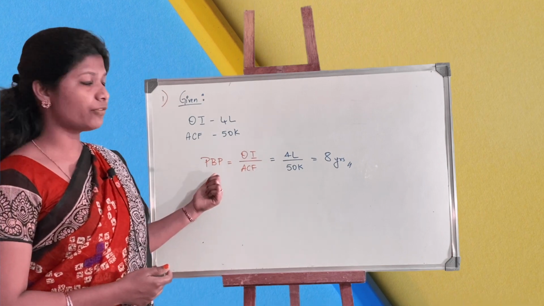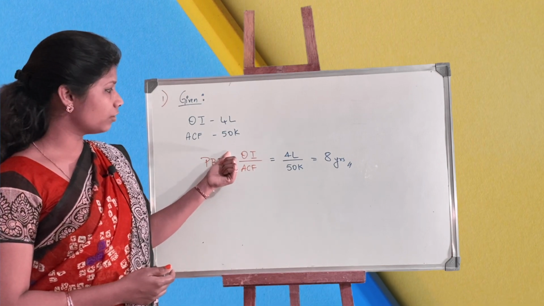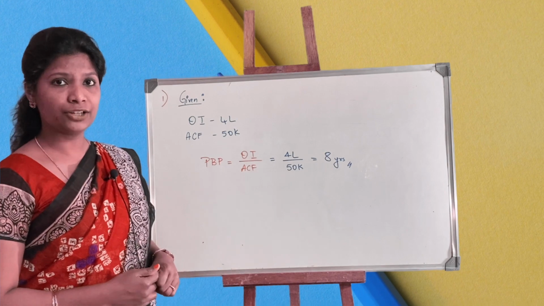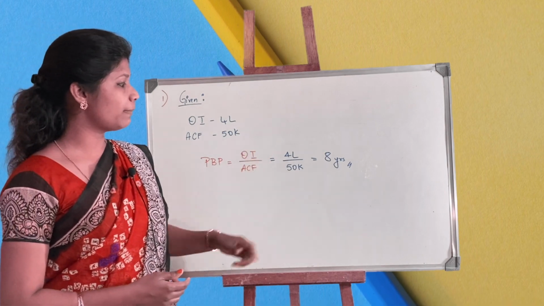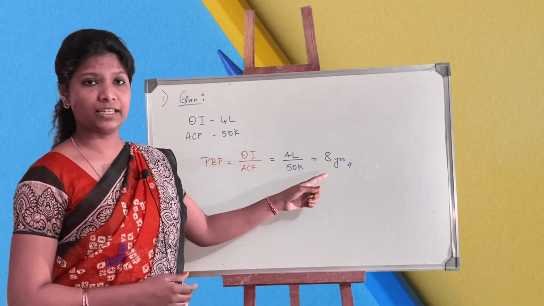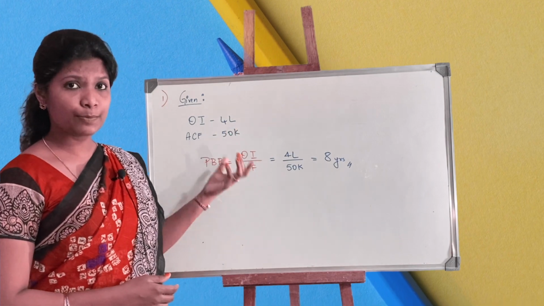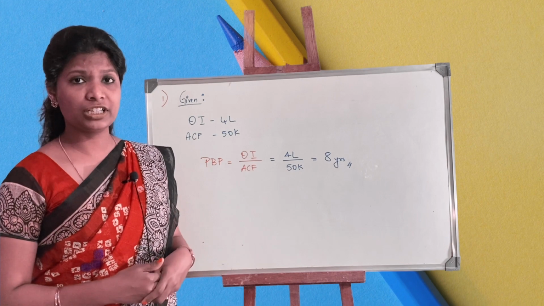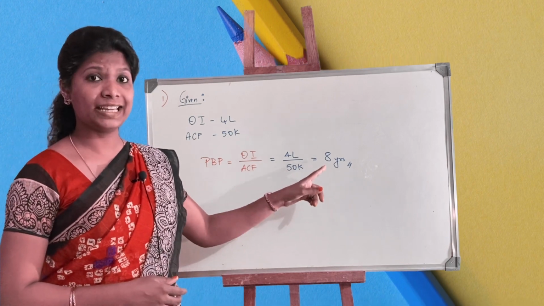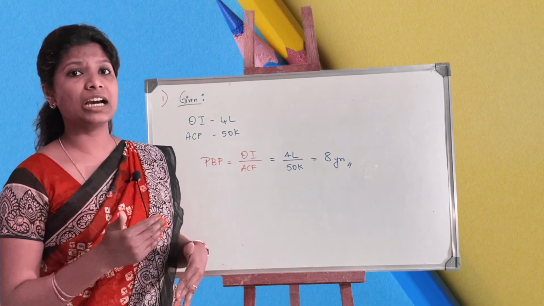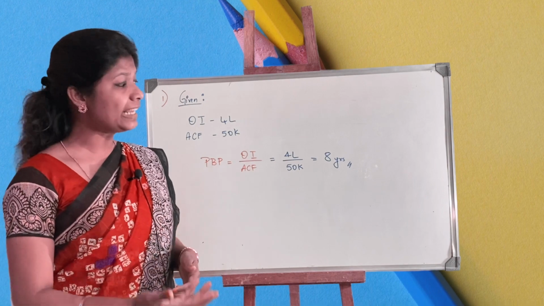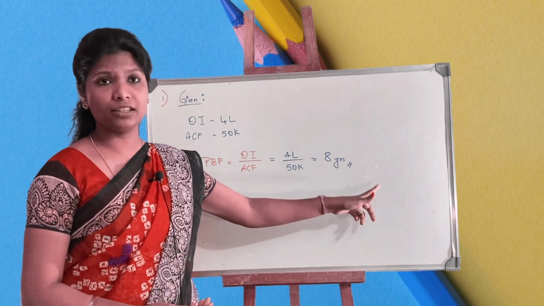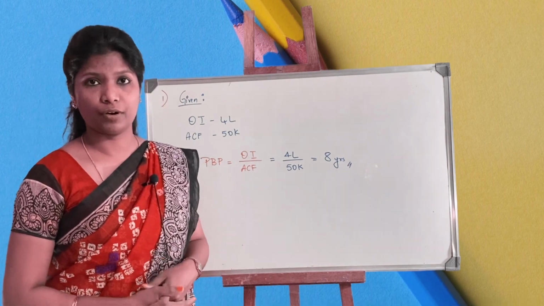So what is the formula for even cash flow? Original investment divided by annual cash flows. 4 lakh divided by 50,000, we arrive at 8 years. So that means how many years this project takes to recover your initial investment is 8 years. It's going to take 8 years just to recover your original investment. Any return that you get after the 8th year will become your profit.